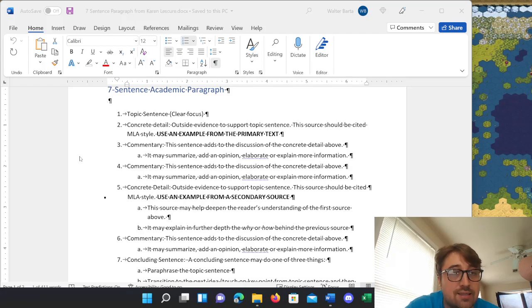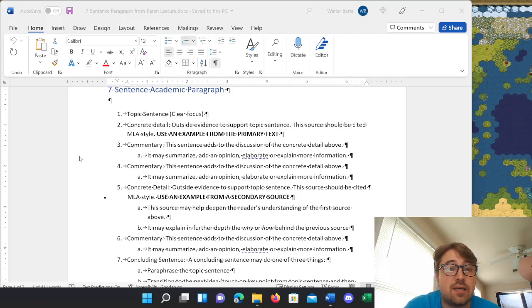Next, what do you put? In sentence 2, we want some kind of concrete detail, perhaps outside evidence, outside of your text, to support your topic sentence. And we want that properly cited, of course. Then, sentences 3 and 4 can be your own commentary about what you just quoted.